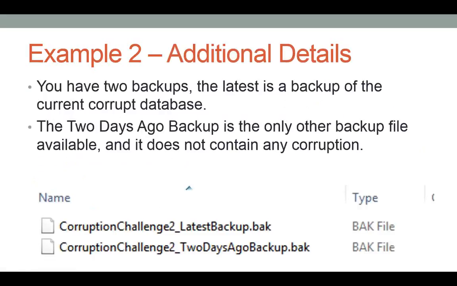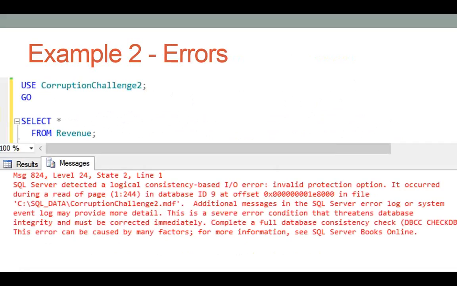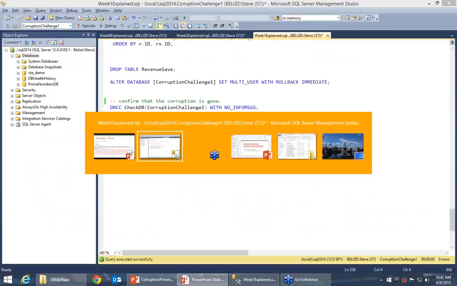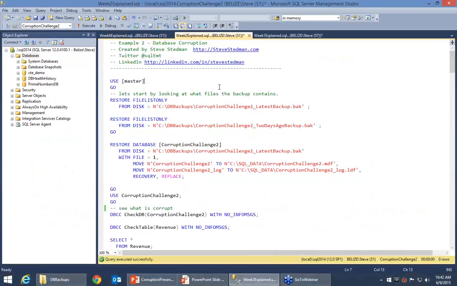And you have 2 backups here, one from 2 days ago, and one is your latest backup. And there's no transaction logs in this one, unfortunately. And then when you do that select star from revenue, you get this error message saying that there's a logical consistency-based I/O error. And this is different than the previous example in a couple of ways. In this one, we don't have the right non-clustered indexes to get all the data back. And 2, we can't even pull the data back from the original table because when we select everything out of the table, we get errors showing up here. So let's just jump into that, and I'll show you how you can go about doing that.